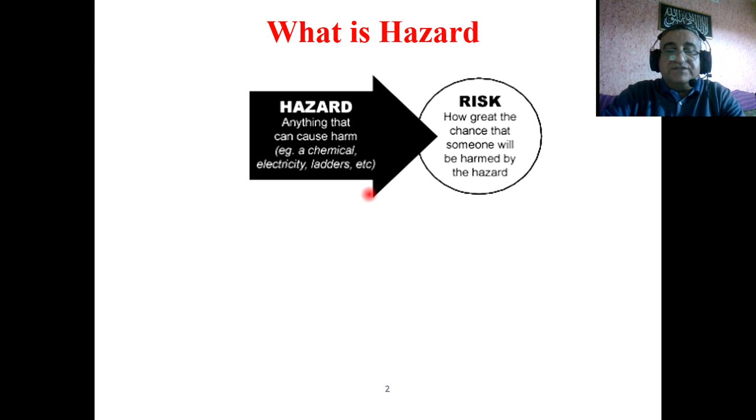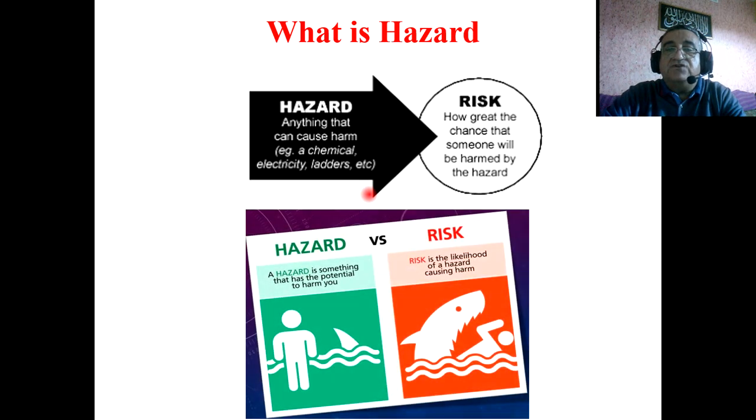In order to understand it clearly, I'll show you this picture. The first one shows a hazard. When you are standing near a place where you can see some sort of danger, there is a hazard. However, if you are in contact with the danger, then there is a risk.